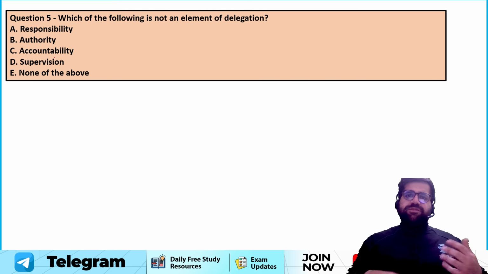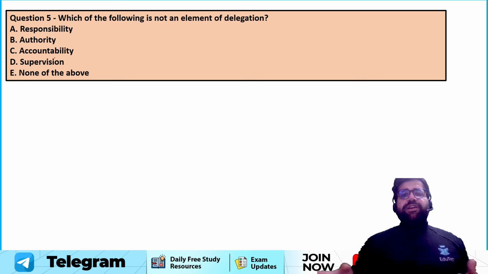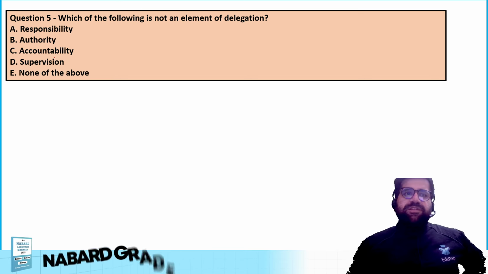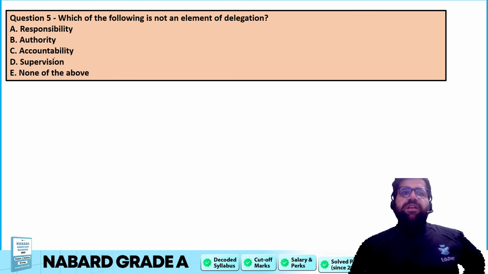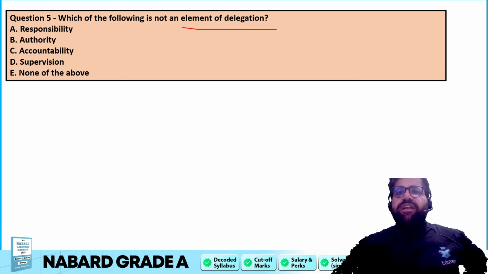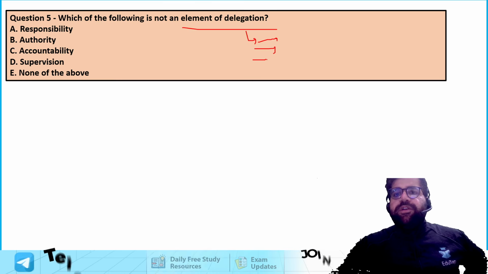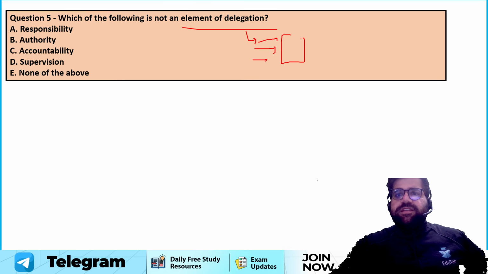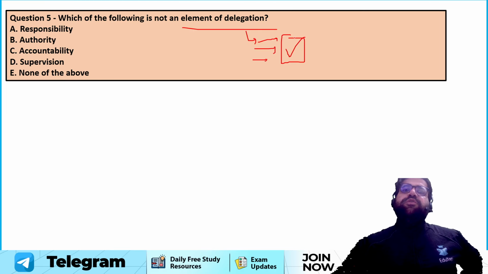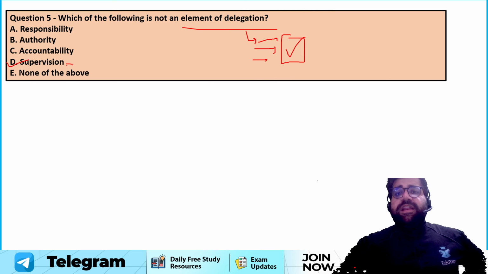Now we are discussing some journal topics related to decision making. Which of the following is not an element of delegation? Responsibility, authority, accountability, supervision, or none of the above? See, delegation means what? That you are shifting the authority, responsibility, and accountability to one particular person, and now this person is responsible to do the job. So answer over here will be option number D, supervision. Supervision is not part of delegation.